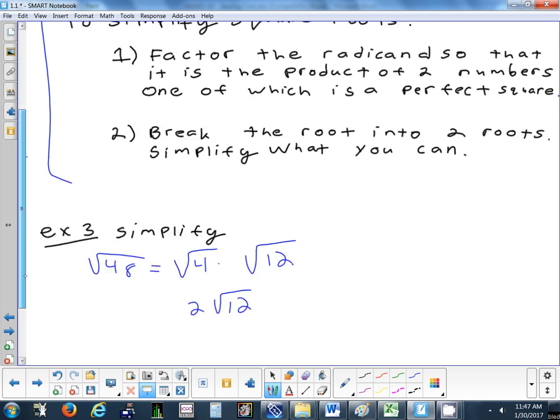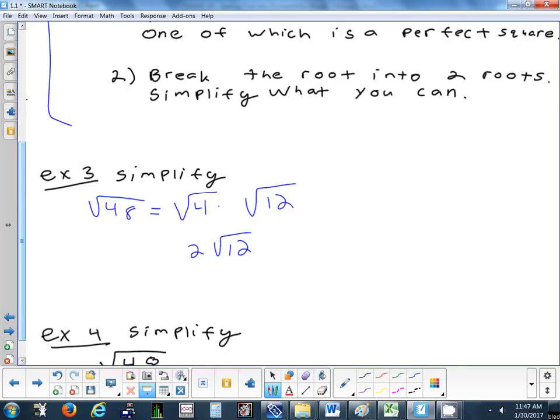If you have to break something up twice, it's because you didn't pick the biggest one you could have to start with. It's not wrong, you're just going to have to do it twice. So there's your 12, 4 times 3. And what's the square root of 4? Times another 2. So the answer here is 4 square roots of 3.